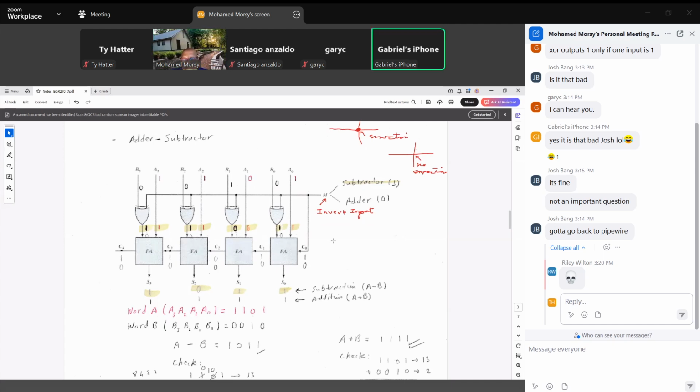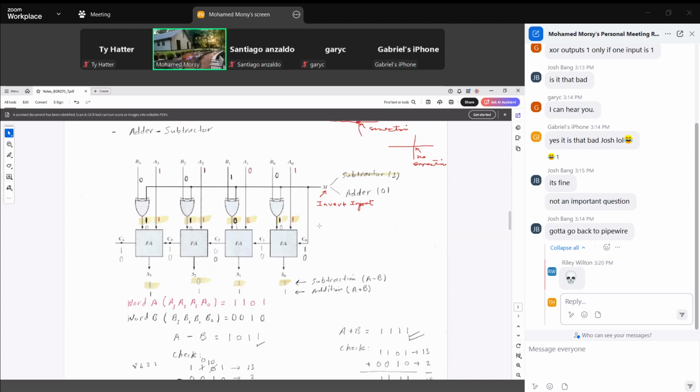Do you mind explaining the carry again? Okay, sure. Let us talk about subtraction, because addition is easy. So we subtract A minus B. This circuit is designed to do this subtraction, so we apply bit 1 at M. Why do we apply bit 1?